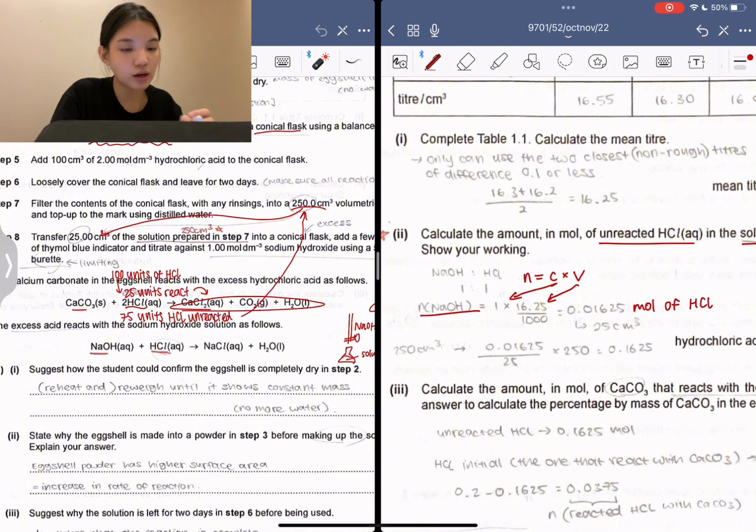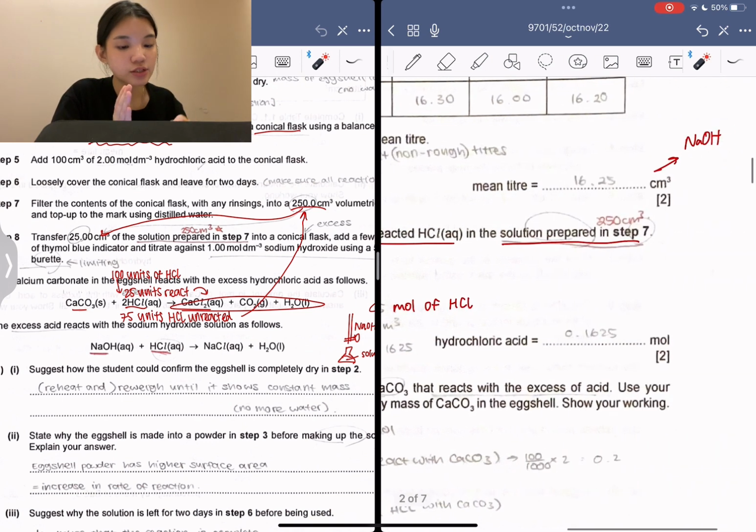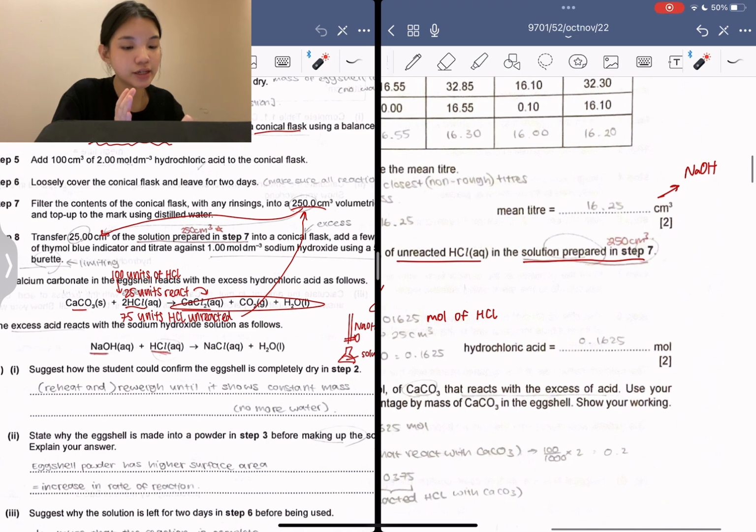You could do it by taking 0.01625, dividing by 25 cm cube, and multiplying by 250 to form 0.1625. Or because 25 cm cube to 250 cm cube is only times 10, you just do 0.01625 moles times 10, which becomes 0.1625. So the final answer, the HCl unreacted in the solution prepared in step 7, is 0.1625 moles.